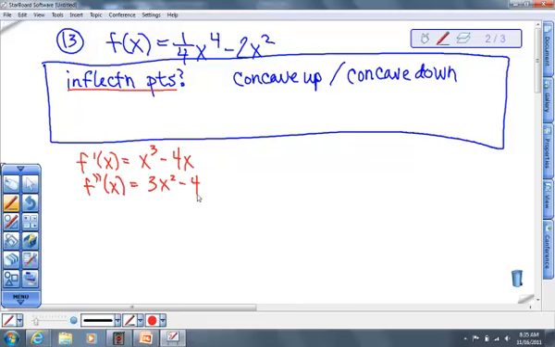Alright, so since inflection points are kind of like the critical points of our first derivative, what we're going to be doing is setting this equal to 0, because then we're going to be finding where the humps and valleys are in the first derivative. So we're going to have to find for what values of x is our second derivative equal to 0.